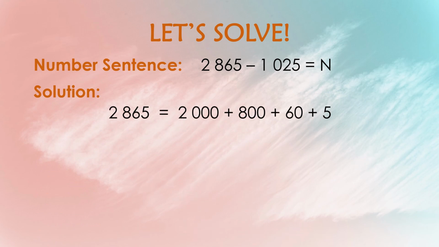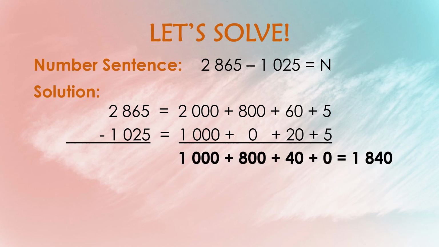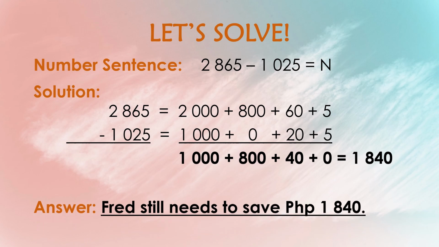For the solution, we can use the expanded form of the numbers to easily subtract the numbers. And simply subtract the numbers by place values. We start from the ones. 5 minus 5 is equal to 0. 60 minus 20 is equal to 40. 800 minus 0 is 800. And 2,000 minus 1,000 is 1,000. Combining all the amounts, we get the total of 1,840. For the final answer, Fred still needs to save 1,840 pesos.